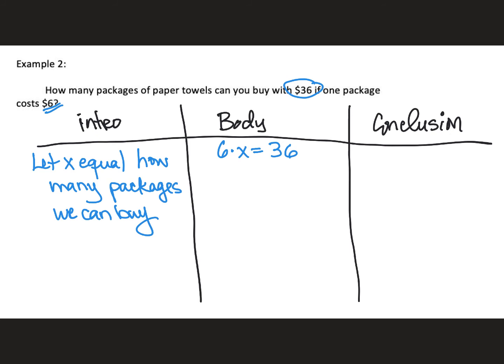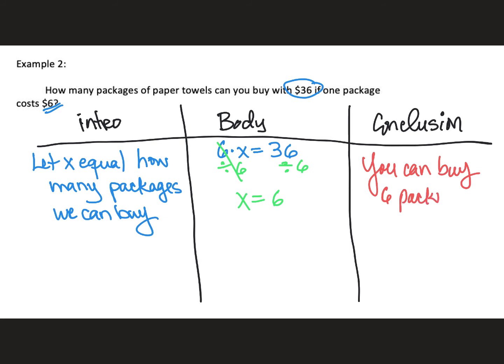Then we're going to solve this like normal, because 6 is multiplying x. We are going to divide by 6 on both sides. 6 divided by 6 is 1, leaves x by himself. 36 divided by 6 is 6. And the last thing, we're going to put it into a sentence form. You can buy 6 packages of paper towels.